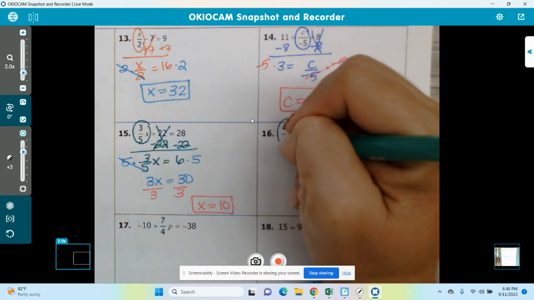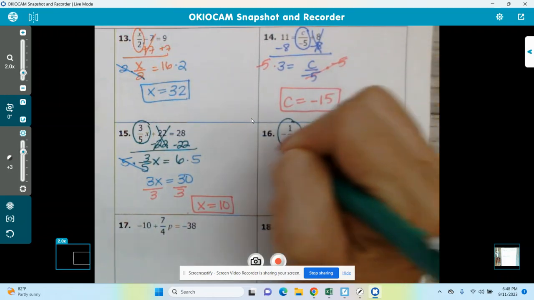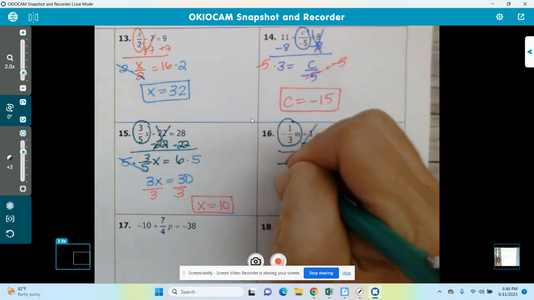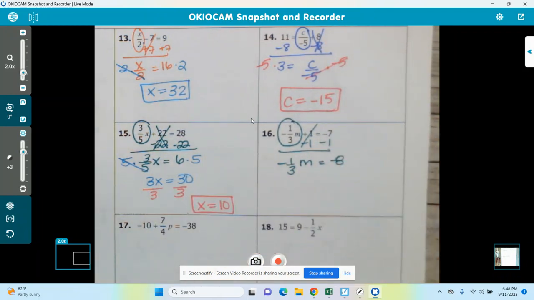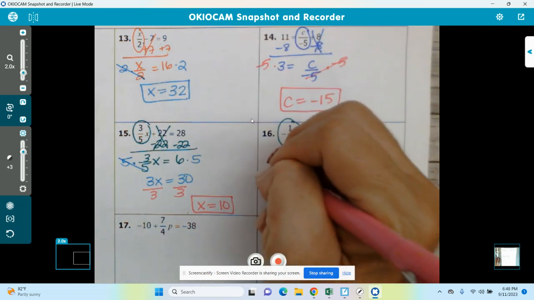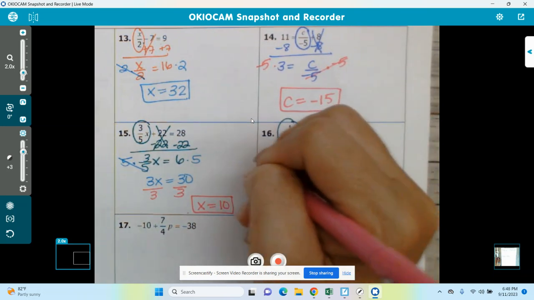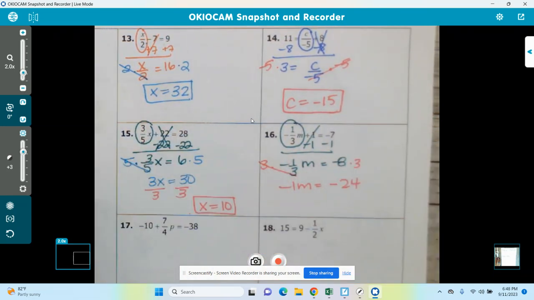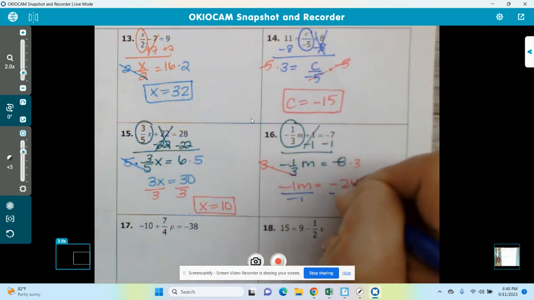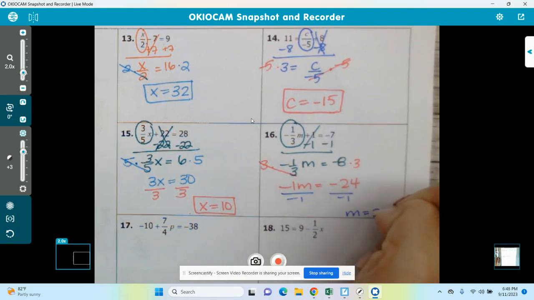All right, here's my variable term. So I'm going to move the 1 first. Okay, ideally what you want to do now is you want to stop my video and you want to try to work a couple of these out on your own and then come back to my video to check your work, especially if you were not here for this. So I'm going to multiply by 3. And then I'm still not all by myself, so I've got to divide by that negative 1. So m is going to actually equal positive 24.